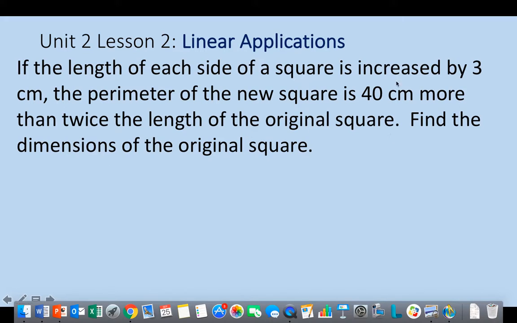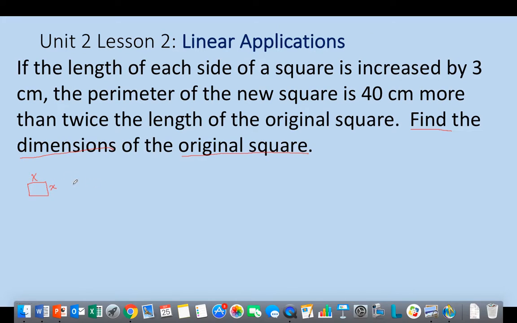First one. Again, before I even read most of this stuff, I'm just looking to see if I can find what is the question. Then I'll go back and read it, kind of knowing what I need to find. So here, usually at the very bottom, it says find the dimensions of the original square. Okay, so I know that I'm looking for dimensions. So it says if the length of each side of a square is increased by 3 centimeters. Well, that means if I've got some sort of square, and again, what I'm trying to find is the dimensions of this square, that's probably going to be my variable.